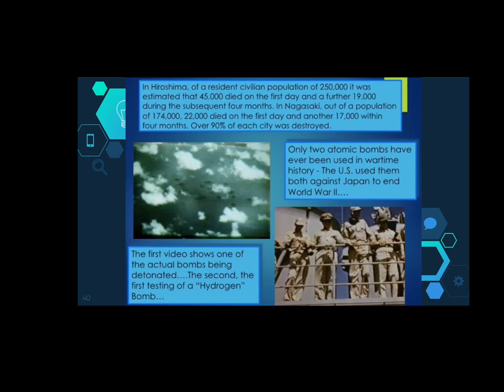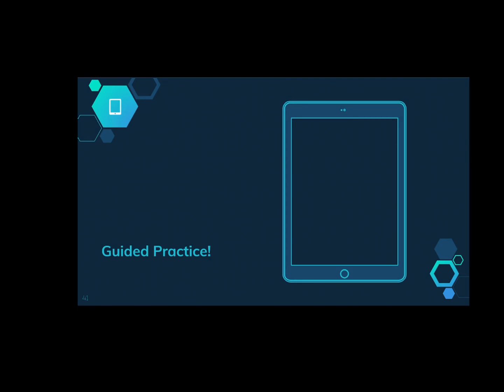So here's some examples of that. We have Hiroshima, Nagasaki, lots and lots and lots of people died. 90% of each city was destroyed. Only 2 atomic bombs have ever been used in wartime history, and the U.S. used both of them against Japan to end World War II. So if you wanted to look up videos of what that looks like, you can do that. Those are just atoms being split apart.